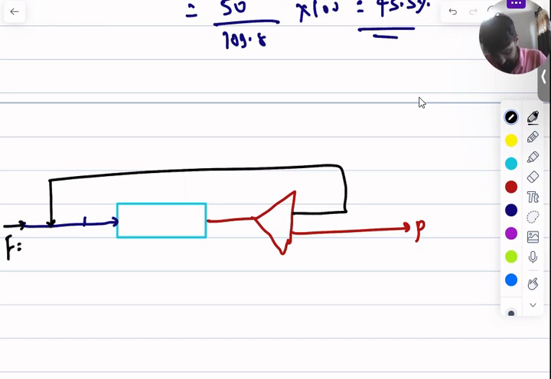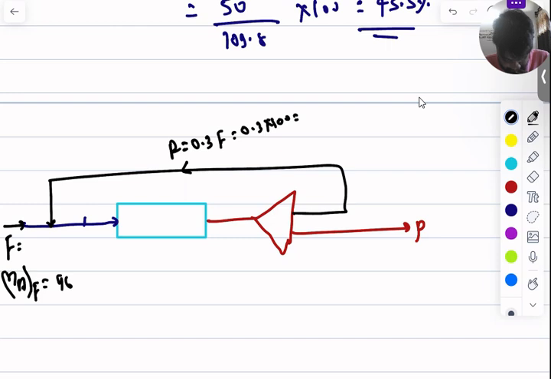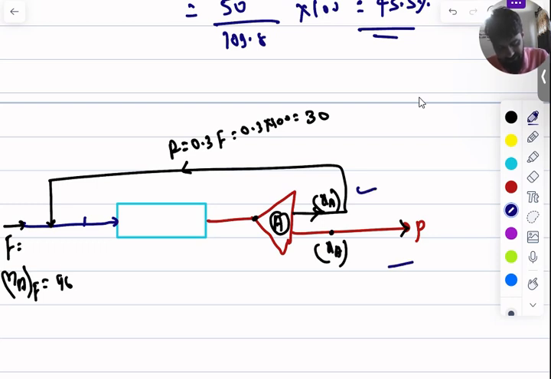This was the feed. In feed, the number of moles of A is how much? 96, right? And here you have seen the recycle stream was 0.3 F. So what is 0.3 F? 0.3 into 100. Is that clear? So that equals 30. And the mole fraction of A here, XA at this point, will be equal to XA at this point. Is that clear? Why? Because both of these streams are coming from the same separator. So some part is going here and some part is going here, but the mole fraction will be the same, right?